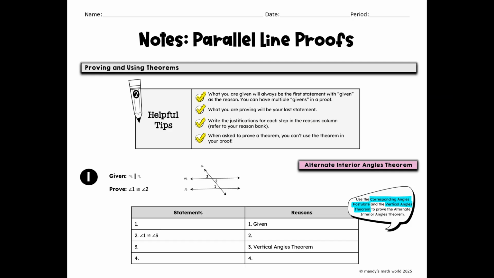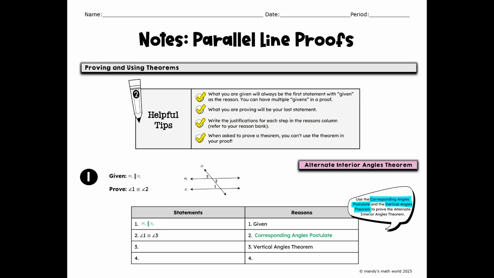We are given that line M is parallel to line N, and that's our first statement. Given is already the reason. The next statement is given for you. Angle 1 is congruent to angle 3. Well, how are those angles related? They're corresponding angles. What is it that tells us angle 1 is congruent to angle 3? The corresponding angles postulate.